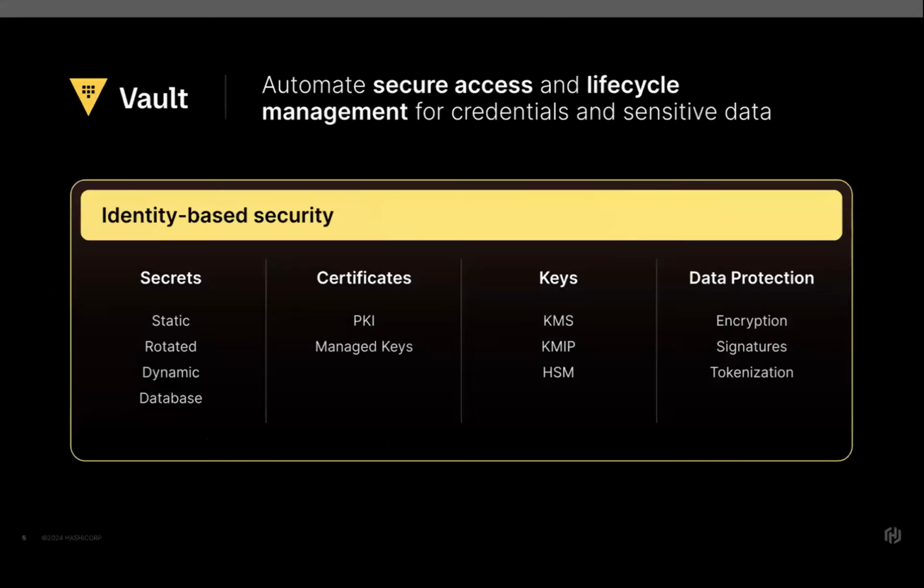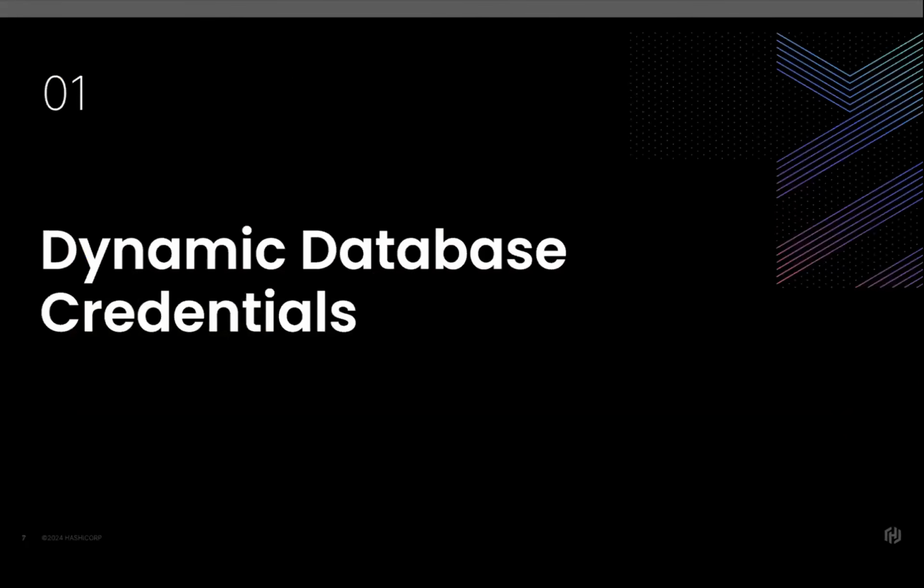So Vault can support multiple types of secret: static secret, secret that you can rotate, dynamic secret on demand, database secret as well, certificates, keys, and you can do encryption as a service, tokenization, and so on and so forth, right? So Vault can do all of that. And today I'm just going to focus on the dynamic database credential.